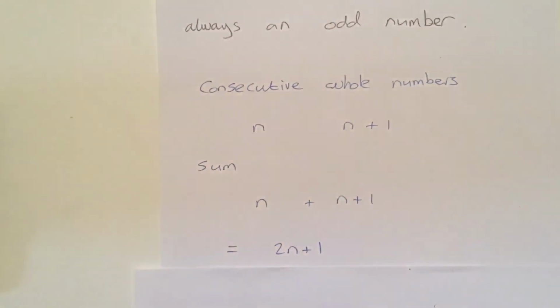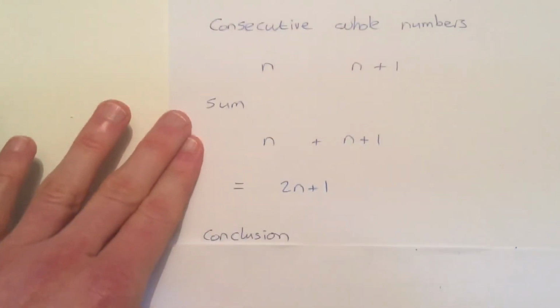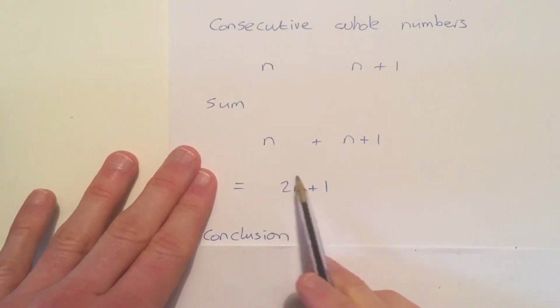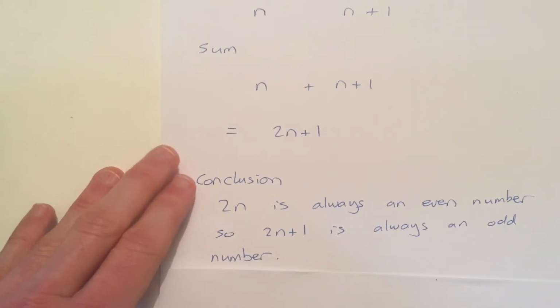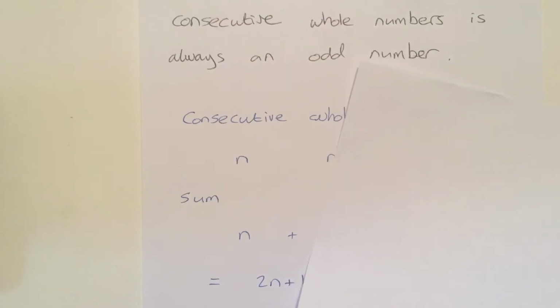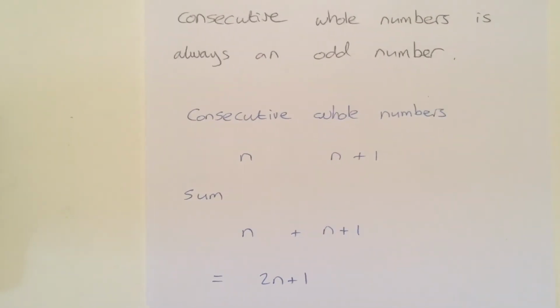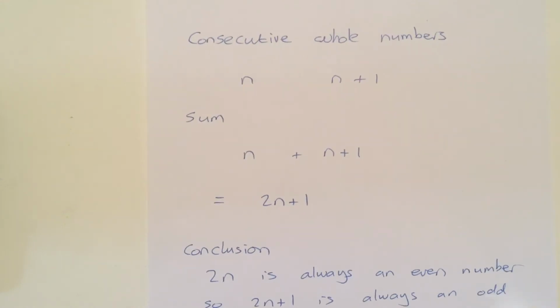And I know that n plus n is 2n. So this simplifies to be 2n plus 1. And given that I know that 2n is an even number, I know that 2n plus 1 will be an odd number, which is what I needed to prove. I have proved that it's going to be an odd number. So that's it. That's all I need to do for that proof. Next example, getting a little bit trickier.